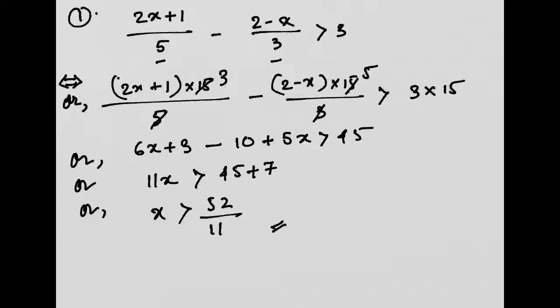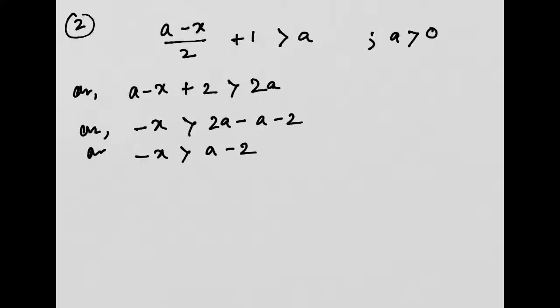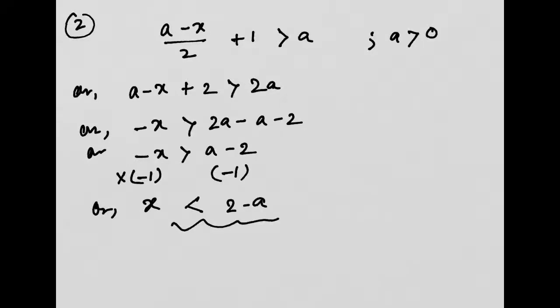Now you see, I have to multiply it by minus 1, because I need to find the solution for x, not minus x. So multiplying both sides by minus 1, what is happening here? x is positive now. Here I am getting 2 minus a, and the sign will simply reverse to less than. This is my solution for x for this inequality.